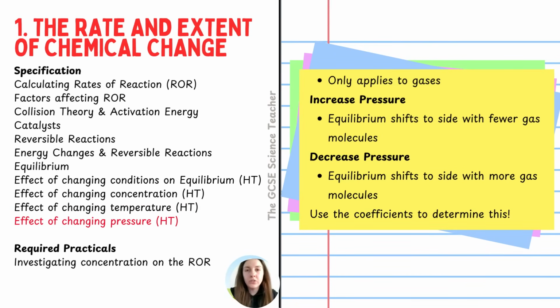The equilibrium can also change if we change the pressure on a system. If we increase the pressure, remember this is only for gases, equilibrium will shift to the side with fewer gas molecules. Whereas if we decrease the pressure, the equilibrium shifts to the side where there are more gas molecules.